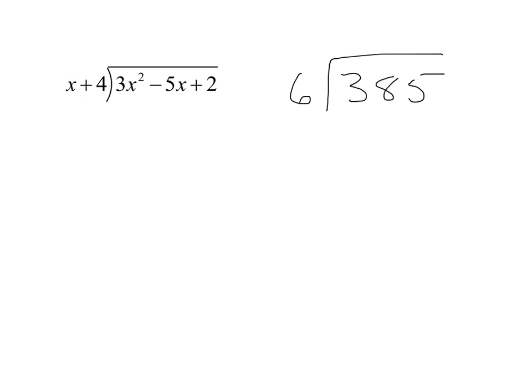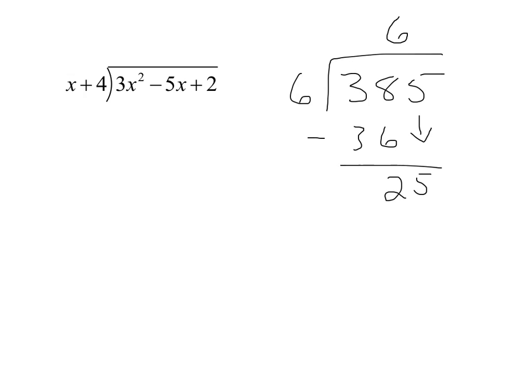So the first thing you ask yourself, does 6 go into 3? No. Does 6 go into 38? Yes. How many times? 6. Because 6 times 6 is 36. And you put the 6 over top of the 8, because 38 is the number it went into. 6 times 6 is 36. So you're going to subtract those. 38 minus 36, that's 2. And you bring down that 5.